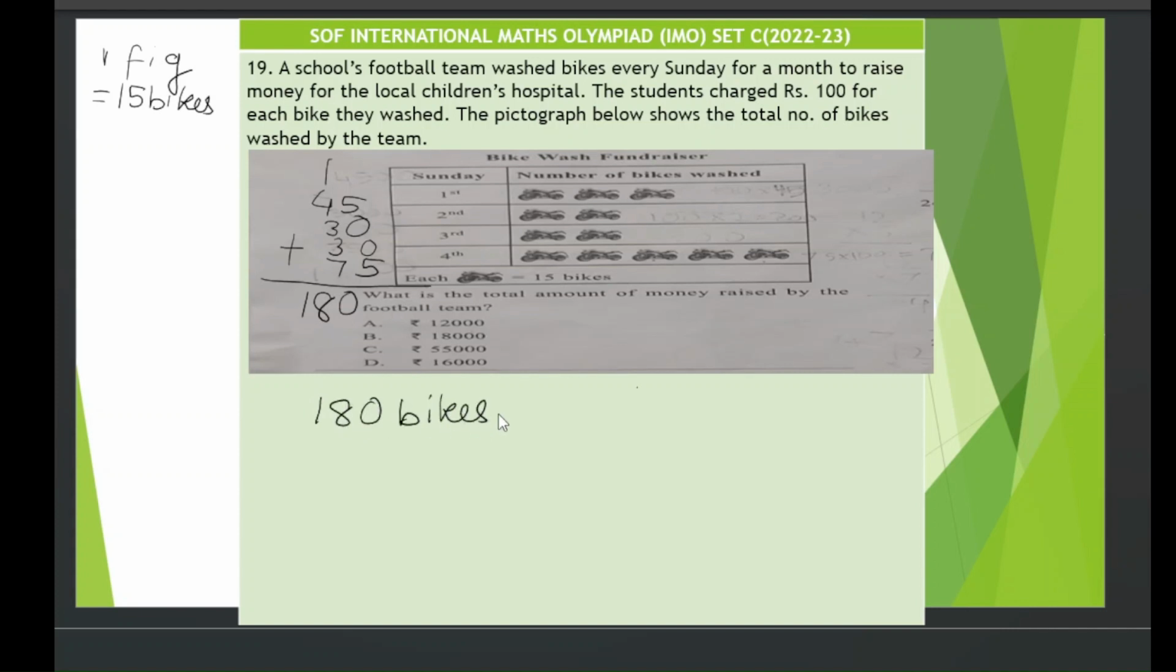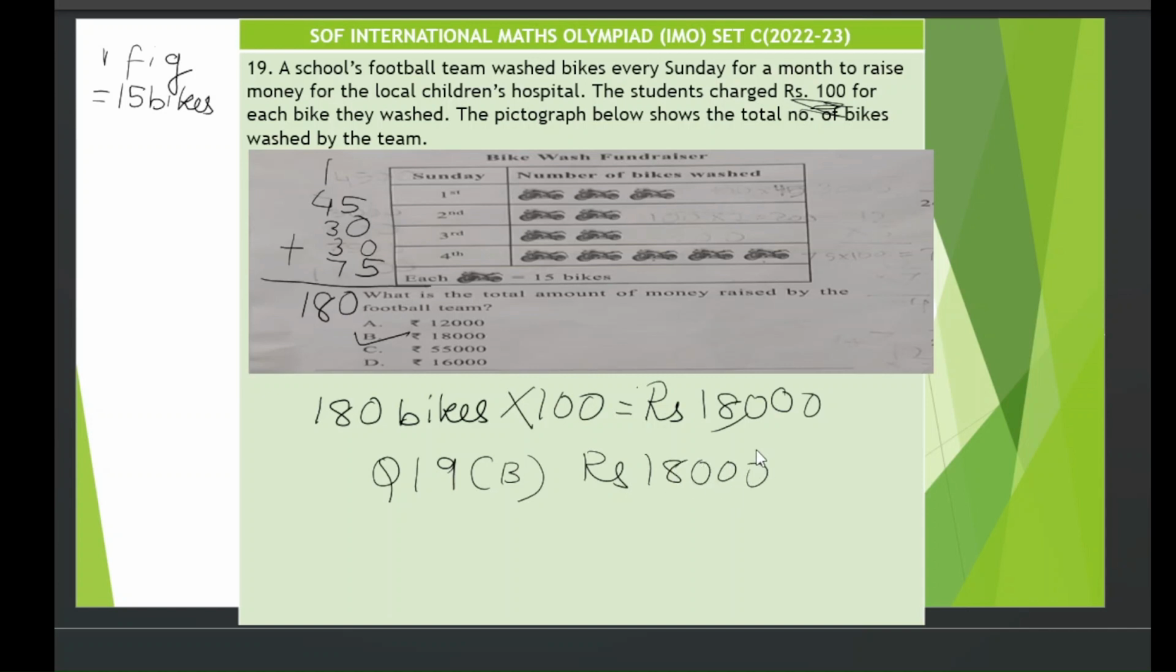Now for each bike, how much were they charging? Rupees 100. It's already written here, rupees 100 for each bike. So 100 multiplied with that will give us the total money that they raised for the local children's hospital. So it will be 180 and then 2 zeros, which is 18,000 rupees. Option B is the correct answer for question number 19. Okay, so let's move to the next question. I'll just mention here for better and clear visibility that for question number 19, option B is the correct answer.